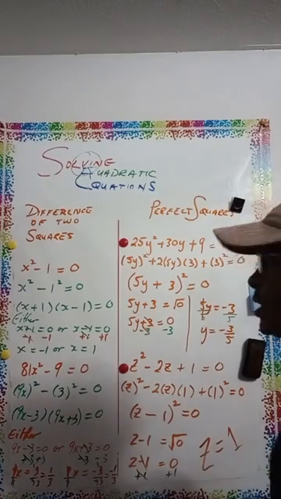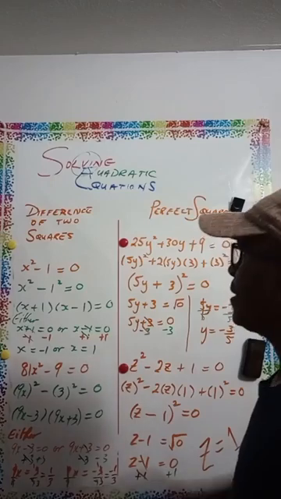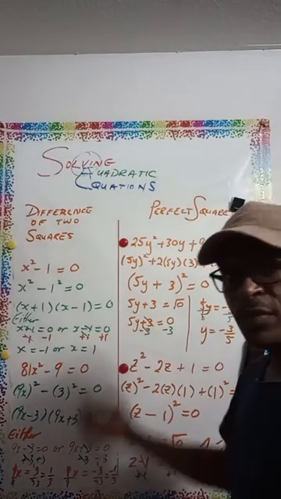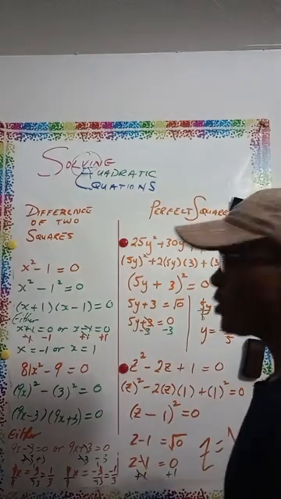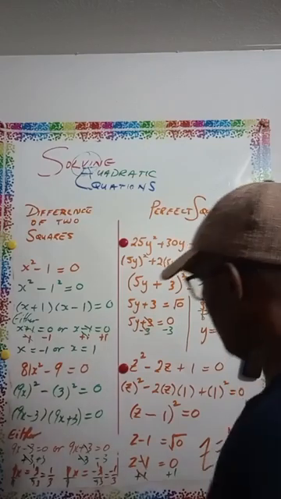In our next session, we could always look at the graphs for the difference of two squares, perfect squares, and the others. So this is basically what I have to do.